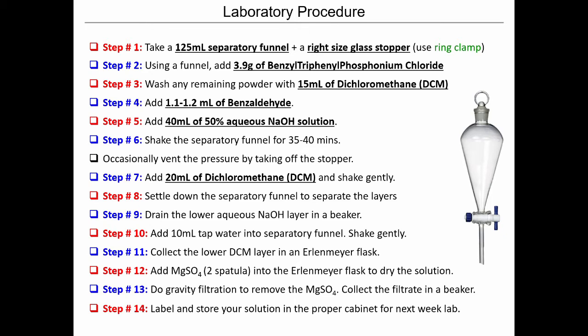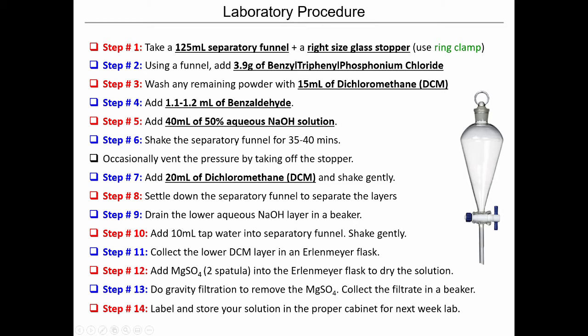So this is the actual procedure of the synthesis of stilbene. We would begin with a 125 ml separatory funnel, and we would first add 3.9 grams of the benzyl triphenyl phosphonium chloride. Once we add the chemical, the next thing we want to do is wash any of the remaining powder with our solvent, that 15 mLs of dichloromethane.